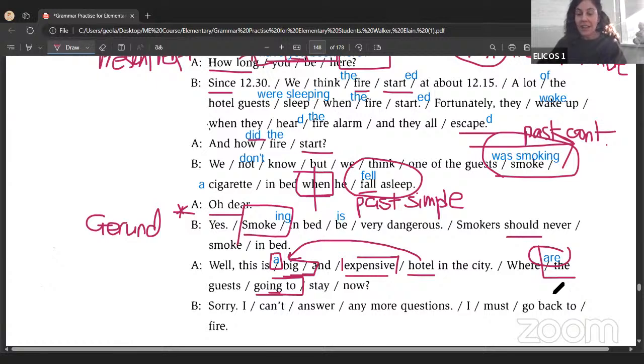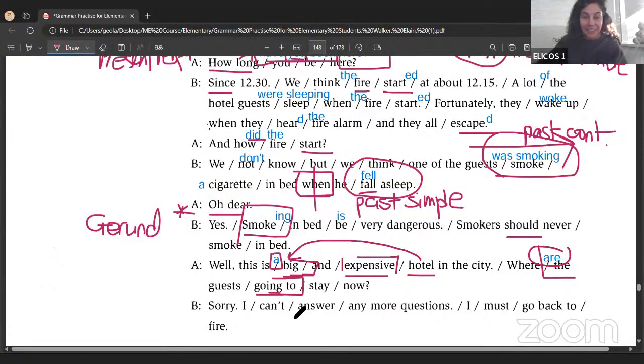So you could start the question with the verb to be, you know, are you going to work today? Or you can put one of those W words in front of them. So where are the guests going to stay now? Where are you going later? Where are you traveling to next month?